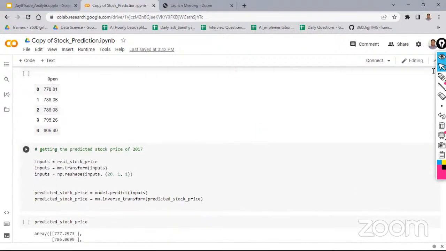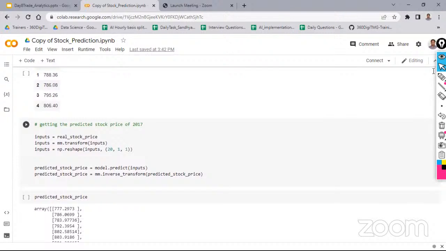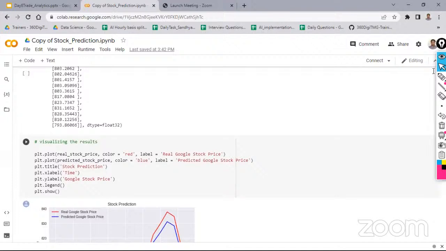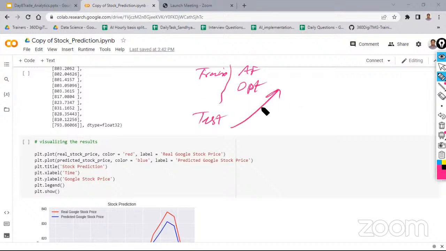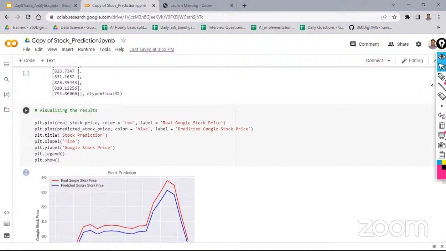it needs to predict. So take the real stock price, transform the data inputs and reshape it as 20 by 1 by 1, and then predict the stock price, predict on the inputs, and inverse the transform of the predicted stock price, and you'll be getting these values. So you need to visualize the prediction by plotting it. For trained data, it understood with the activation function, optimizers, everything while training. But while testing, it is just comparing with the data that you have. Okay. So here I just calculate the comparison with the help of a graph.